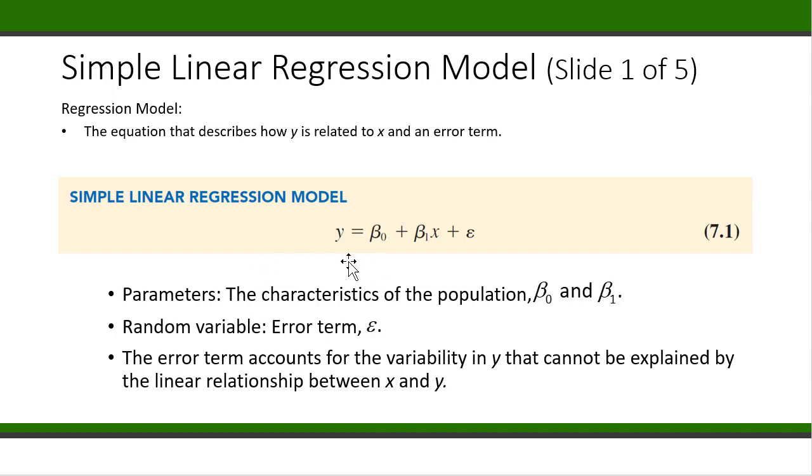Sometimes you also hear the equation for a line written as y is equal to mx plus b, where m would be the beta 1, which is the slope of the line, and b is where the line crosses the y-axis. And we'll say more about that later.